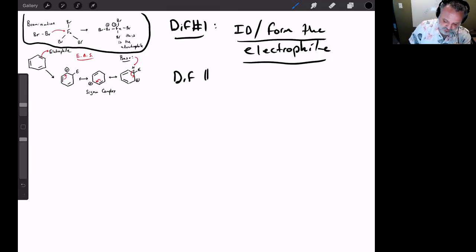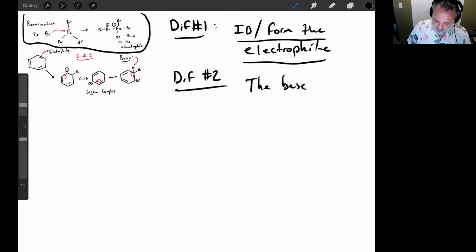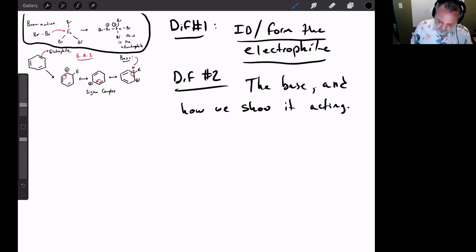The other big difference is going to be the base and how we show it acting. So in other words, the other differences come at the end of the reaction.